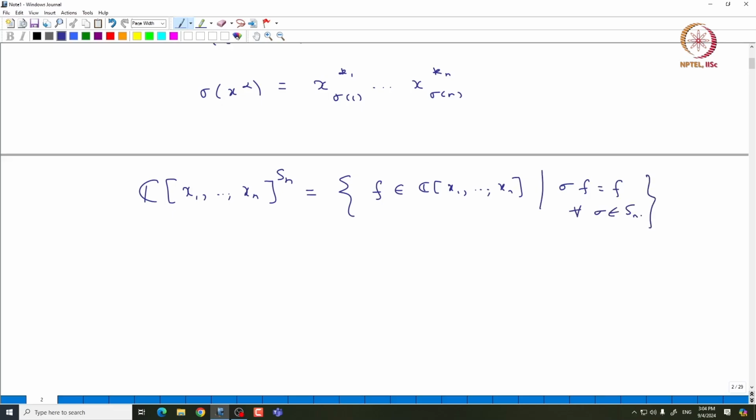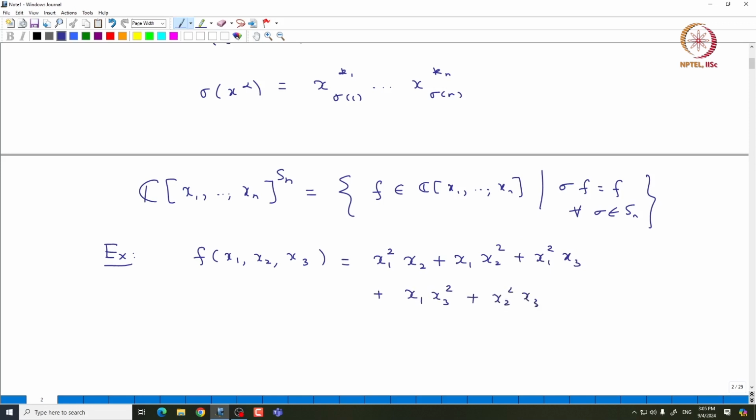So, those are polynomials called symmetric polynomials. Now for example, let us look at this polynomial in 3 variables. You can take f of x1, x2, x3 to be exactly equal to x1 square x2 plus x1 square x3 plus x1 x2 square plus x1 x3 square plus x2 square x3 plus x2 x3 square.